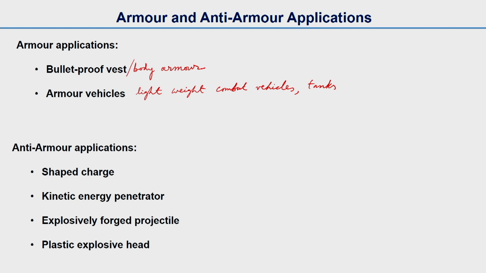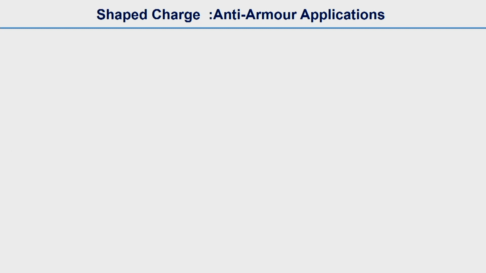And about the anti-armor applications, a very common one is the shaped charge, which can have velocity up to 10 kilometers per second. We'll discuss this in a while. And then kinetic energy penetrator, then explosively formed projectile, which is also the same as shaped charge, and then plastic explosive head. So let us discuss the shaped charge, which is one of the most common anti-armor applications.